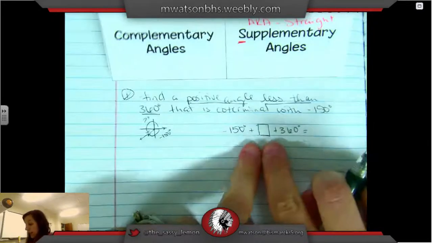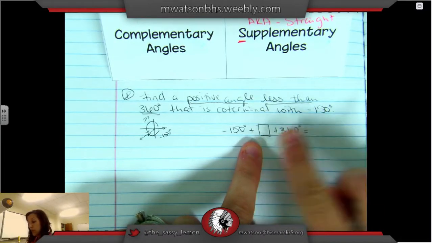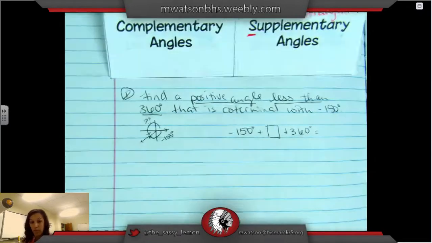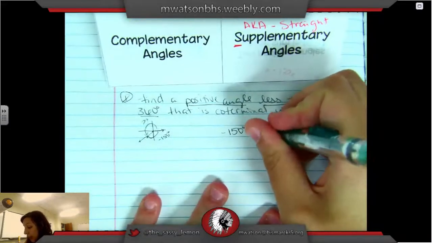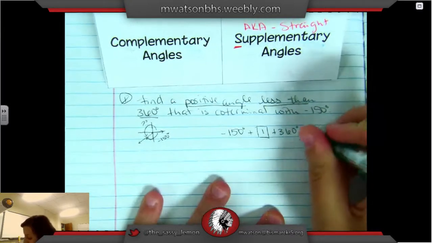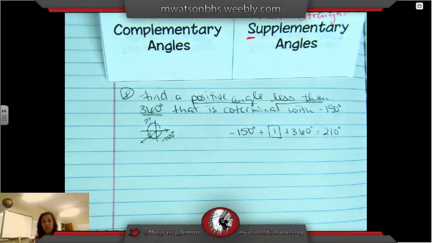So what can we plug in here to get a positive number less than 360? Okay, well, how about 1? Do the math. Does it work? 210 degrees. Yeah, it does. And that's it. That's all you do.